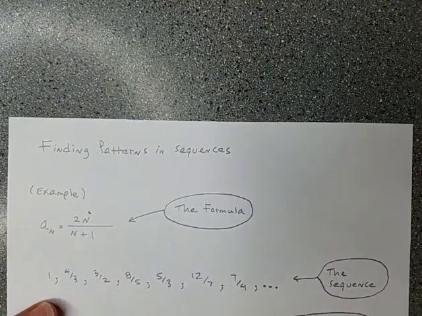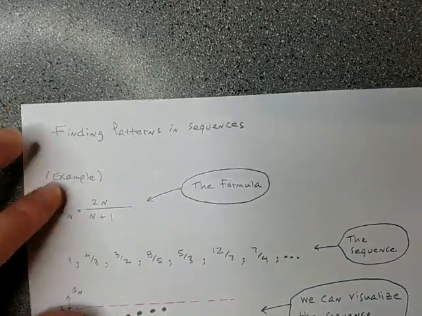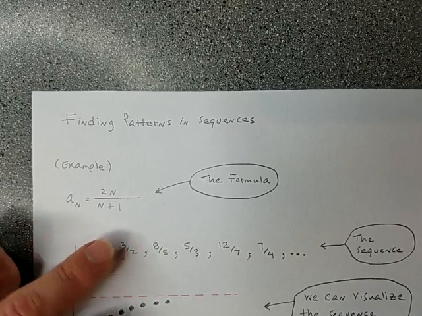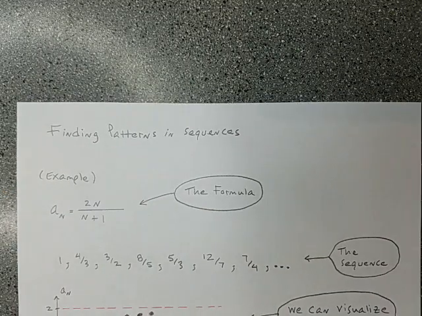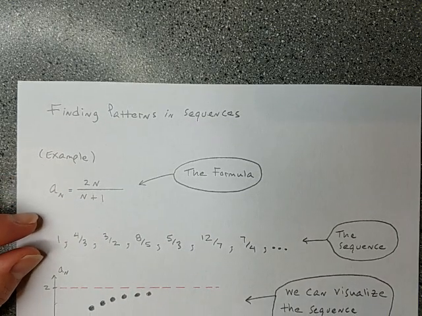Now let's find some deeper patterns in sequences. Say I give you this sequence right here: 2 times n over n plus 1. That's the formula. That will give you the nth term, all right? Now I want to find some patterns, and I want you to be able to find some patterns, and these patterns are very specific that I'm looking for. So let's say I've got the formula. I can write the terms, all right?